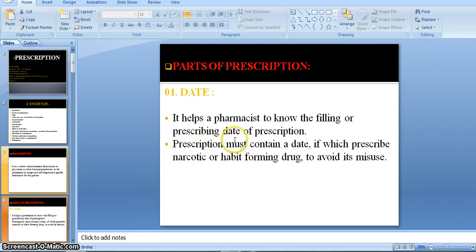So it is very necessary to write a date on a prescription, right? It is very helpful to the pharmacist for finding out when the prescription was prescribed, that is the exact date. And it becomes very important if the prescription contains any kind of narcotic or habit forming drug, to avoid misuse. Means if a prescription contains narcotic drugs, the drug which causes sleep, it is a habit forming drug. That's why it has become very necessary to mention the date on the prescription, in order to avoid misuse.